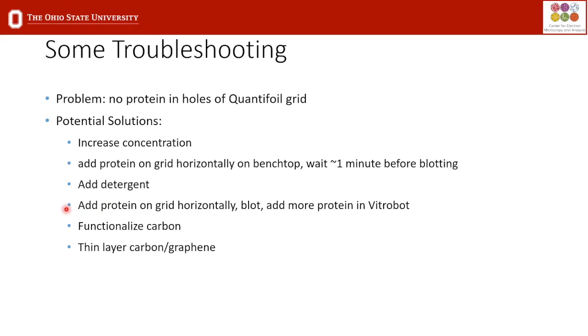all over your grid. You can also functionalize the carbon to make it less likely that protein will stick there. And you can also add a thin layer of carbon or graphene over the holes of a quantifoil grid.